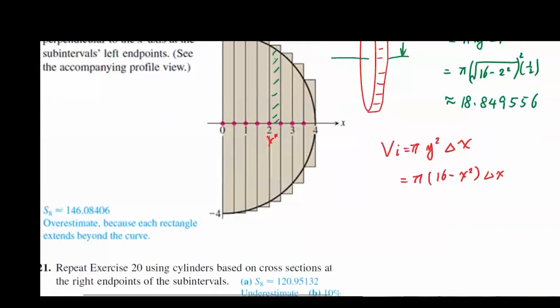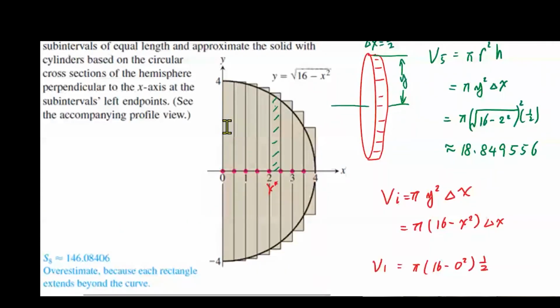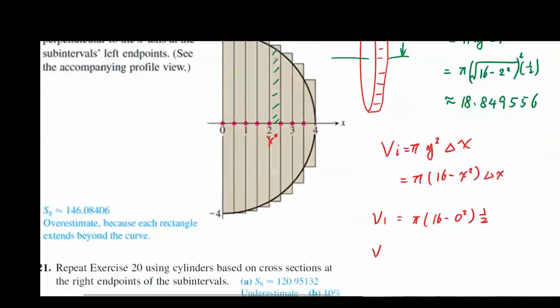So we can figure out V1, which is pi times 16 minus 0 squared times 1/2. This is first one, so we are using 0. And then V2, this is an algorithm. 16 minus 1/2 squared, 0.5 squared, times 1/2. Somebody else calculate this. V3, and then pi times 16 minus now 1 squared.